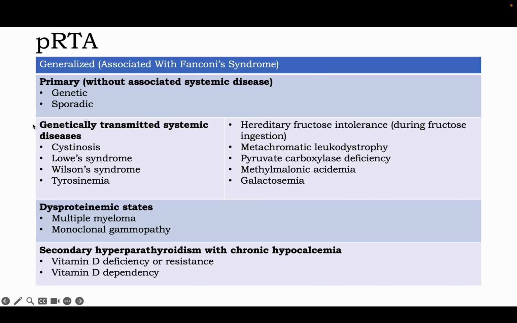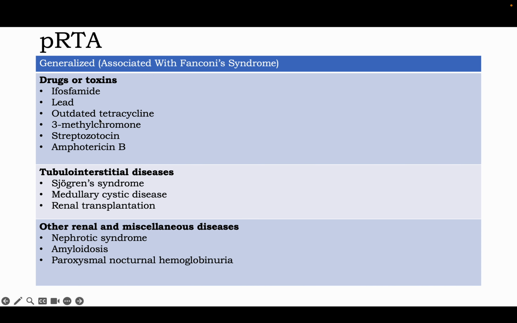Then cystinosis. Cystinosis is one of the most common causes of proximal RTA. Then you will find Wilson's disease, tyrosinemia, other metabolic diseases like galactosemia, and pyruvate carboxylase deficiency; these all can cause it. But cystinosis is a very common cause. Even multiple myeloma and monoclonal gammopathies can cause proximal RTA. Even vitamin D deficiency or dependency can also cause it. Drugs like ifosfamide, outdated tetracycline, lead, and amphotericin B can cause it. Sjogren's predominantly causes distal RTA but can cause proximal also. PNH can cause RTA, and nephrotic syndrome and amyloidosis can cause proximal RTA.